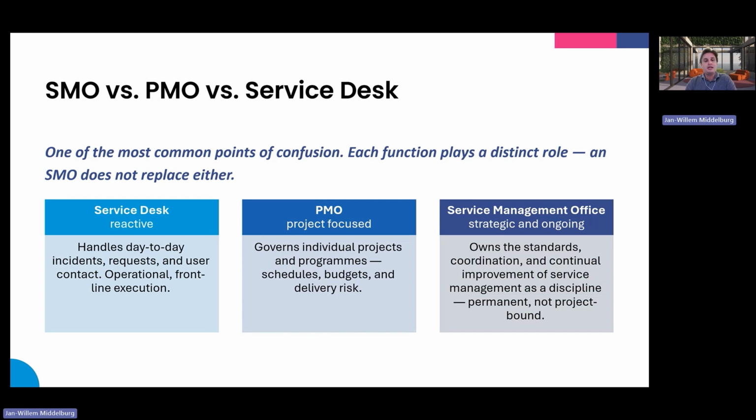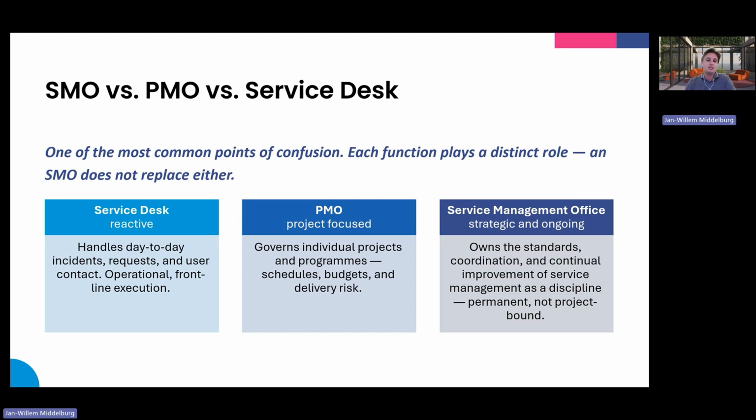Let me first explain the most important difference between the Service Management Office and the service desk. As we have seen in the slides before, the service desk is the interface between the end users and the rest of the organization. It handles the day-to-day incidents, requests, and tickets that are coming in, and makes sure that service is being delivered towards users as quickly as possible. Note that the service desk as such has a very operational objective. And that operational objective ensures that customer service is being delivered quickly.